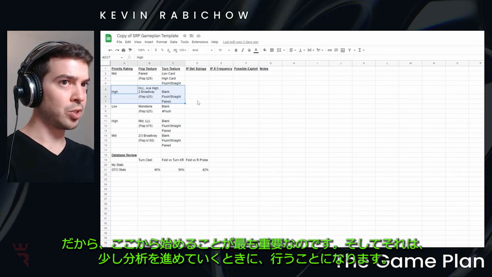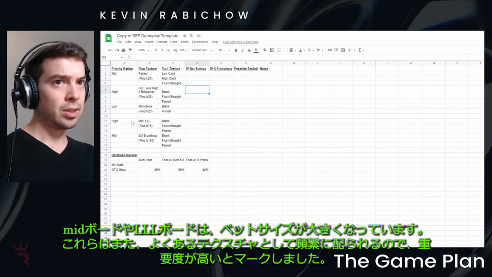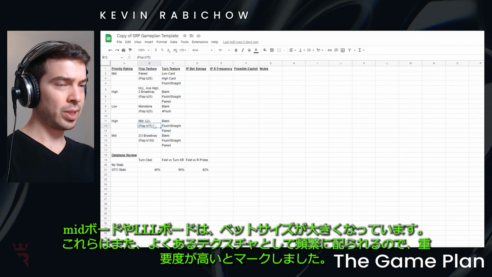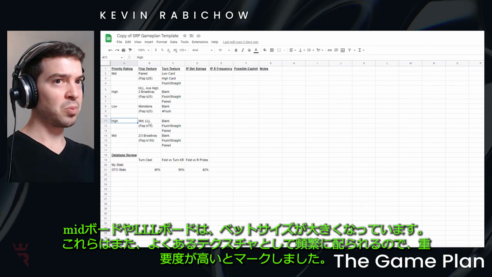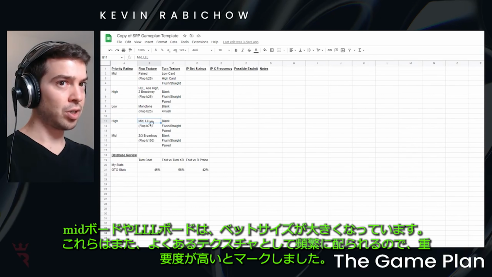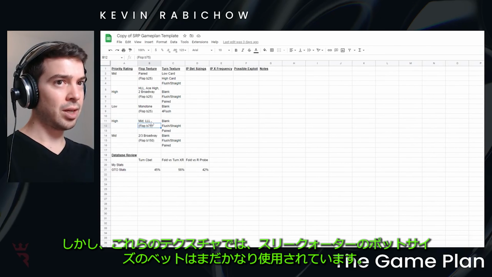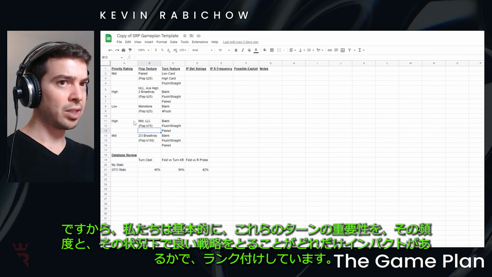So it's most important that we start here, and that's what I'll do when I go through the analysis a little bit. The mid, low, low, the mid boards and the low, low, low boards that are getting a larger bet size. These I've also marked as high importance because, again, they're dealt frequently. Like these are common textures. But on these textures, the 3/4 pot c-bet is still used a fair bit. It's a pretty common bet size. So we're basically ranking the importance of these turns in your study by how frequent they are and also how impactful having a good strategy in that situation will be.